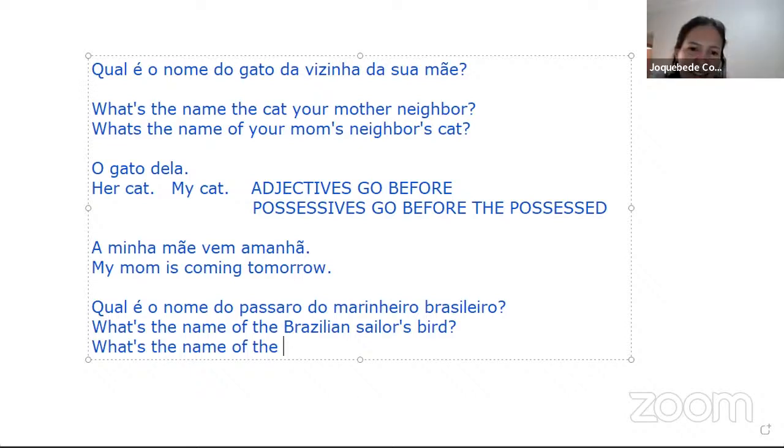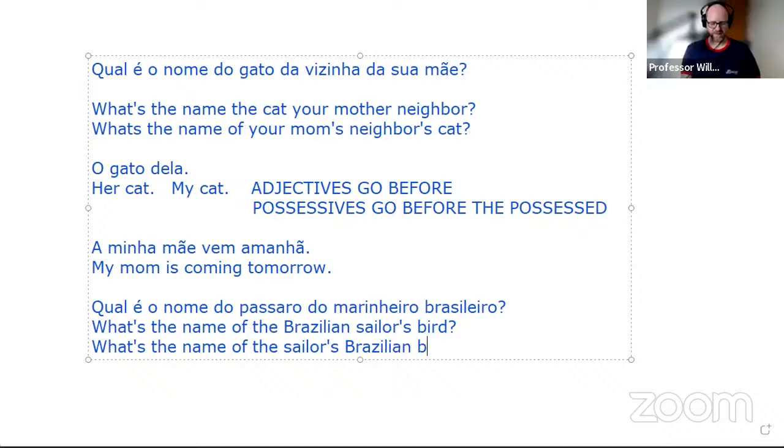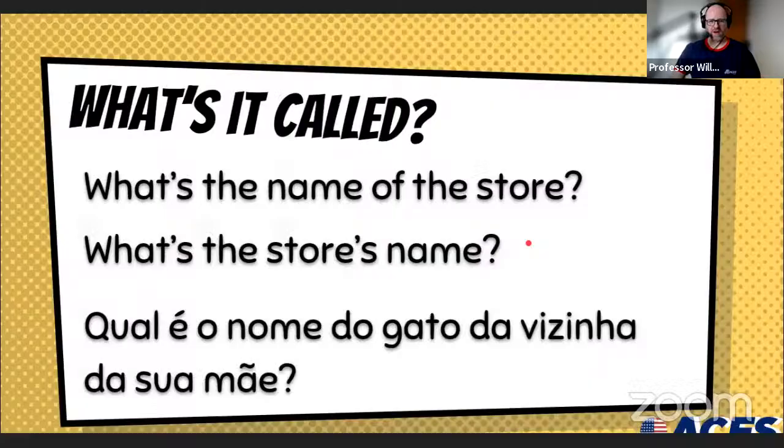The sailor's Brazilian bird. There you go. Yep. There you go. And probably the sailor's Brazilian bird is named Chico, because I think that's a good bird name. All right, so there you go.